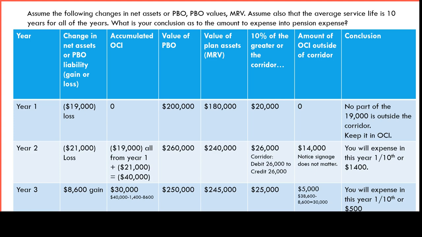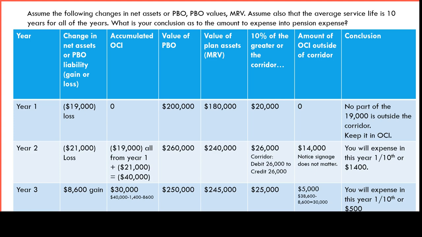We're not concerned with debits and credits here. We're saying which one's bigger. And that's really their metric of when they think things are getting out of control in that AOCI: to look at the value of PBO and plan assets, and they want everything to be in proportion to that. So 10% of 200,000 is 20,000, and their loss was 19.